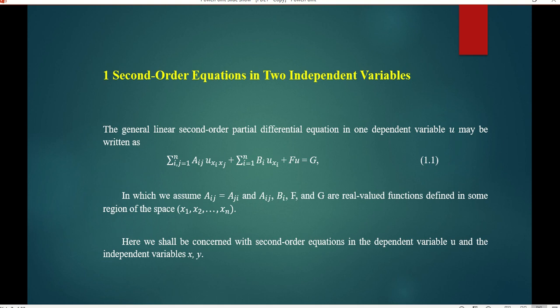So first we see about the second order equation in two independent variables. So consider the equation 1.1. Here we have Aij, that is also equal to Aji, that is it takes a symmetric form, and the coefficients of u's are the real valued functions in the space x1, x2, etc. xn.